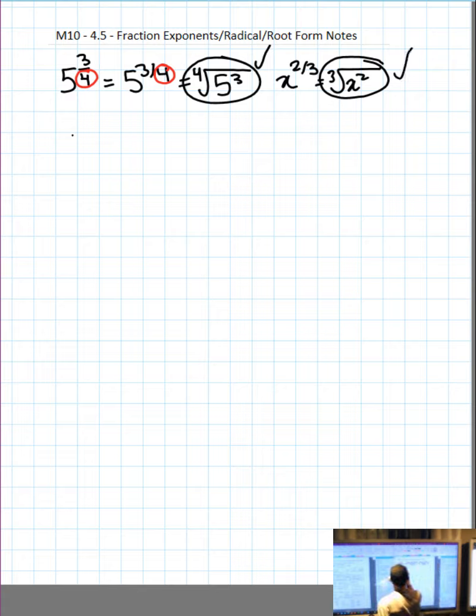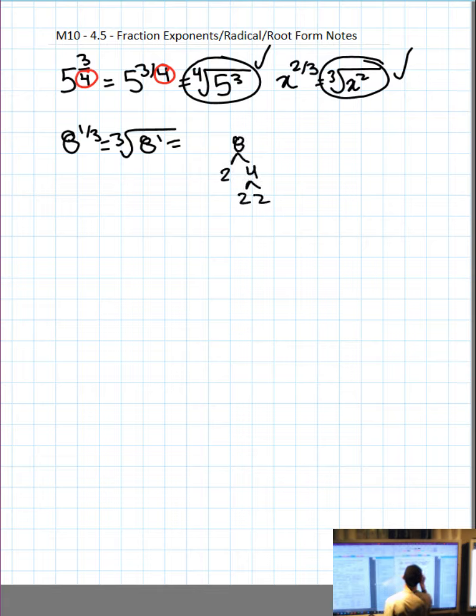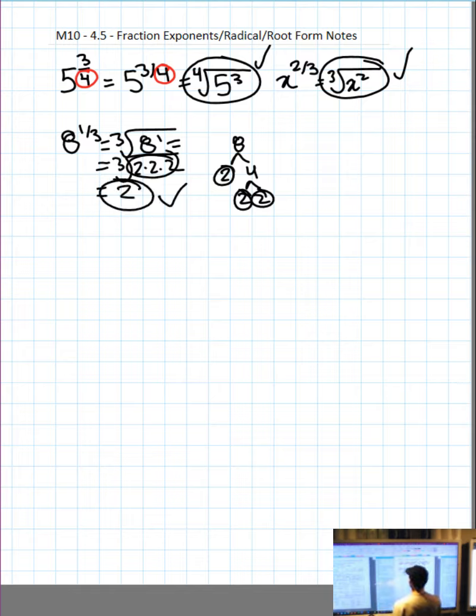Okay, 8 to the 1/3 equals. Well, that's a root. The bottom becomes the root. It's still 8 to the 1. Get rid of the 1 if you want. Check it on your calculator. Do a step, because you can. We learned that 8 is 2 times 4 and 2 times 2, which is 2 times 2 times 2. So we have 3 2's underneath the cube root. And because we have 3 identical numbers, we can circle them. And it becomes 2. Check your answer on your calculator.